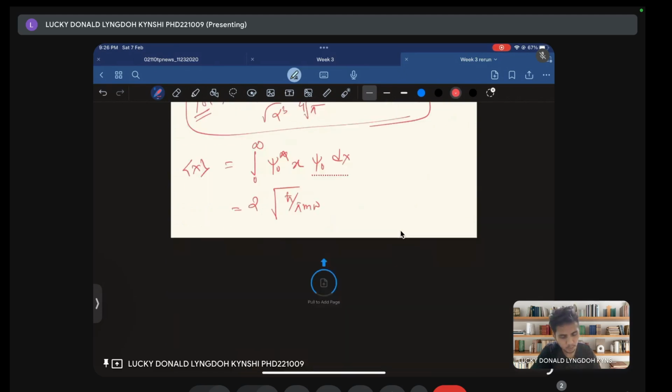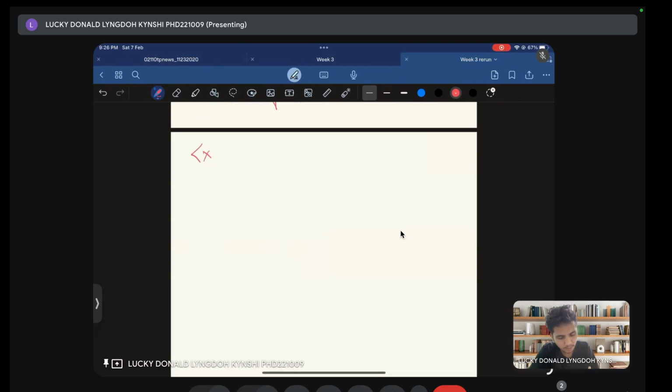Okay, and the question also asks you to solve the expectation value of x square. This is the same thing. You take the integral from 0 to infinity of psi naught star, x square, psi naught, dx. You substitute the value of psi naught, multiply with x square, and then solve the integration: 3 by 2 h cross by m omega.